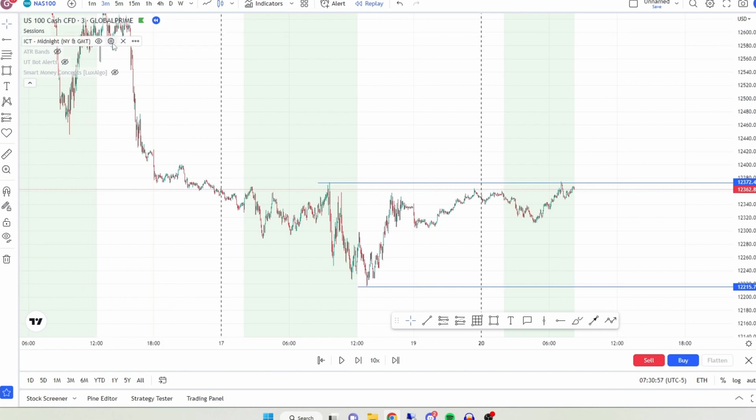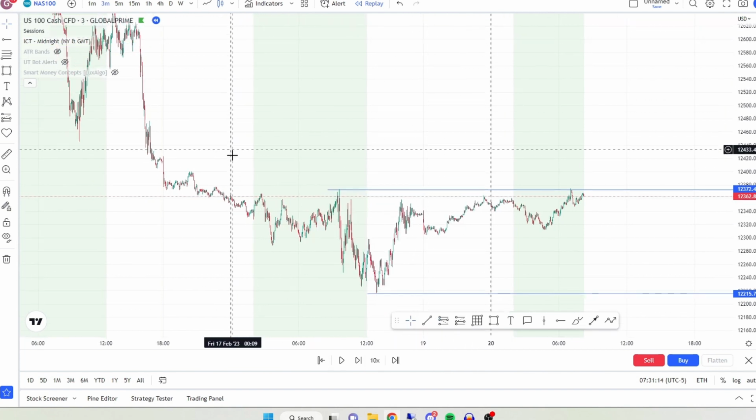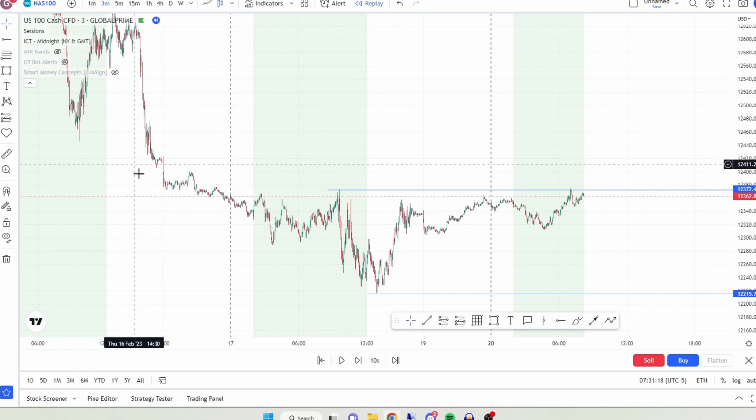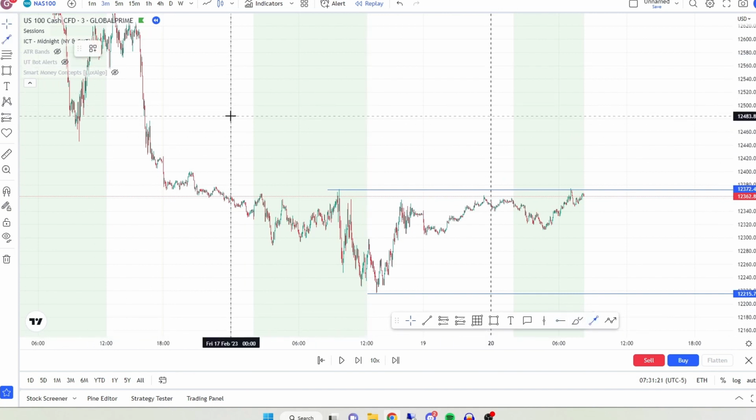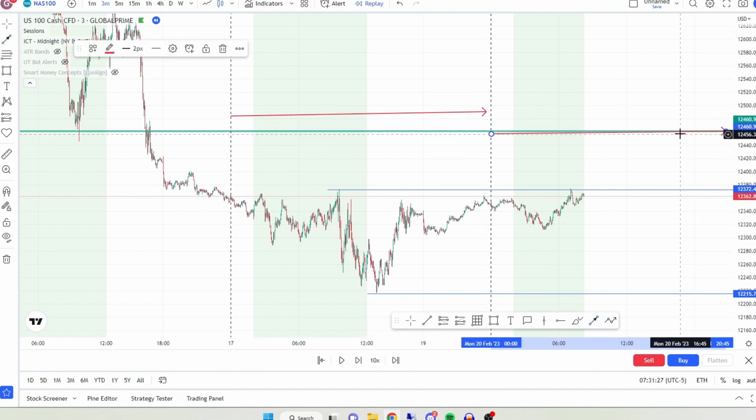You will see it pop in at the top left corner. You then click on settings, switch off the GMT line, and just leave on the New York midnight line. You can make it whatever color you want and click OK, and then you'll see these lines appear, and that's going to mark out your days. So now you'll see this here is one day and this here is the next day. And then there will be another dot when today ends.